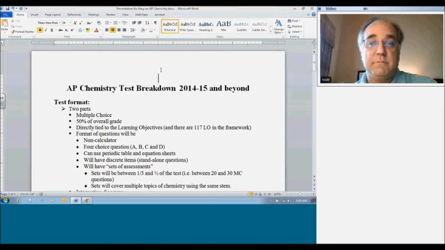The AP Chemistry exam for 2014-2015 will be in two parts. The first part will be multiple choice. It is 50% of your grade. It's tied directly to the 117 learning objectives listed in the course description. The format of the test will be non-calculator. Each multiple choice question will have four choices, A, B, C, and D.